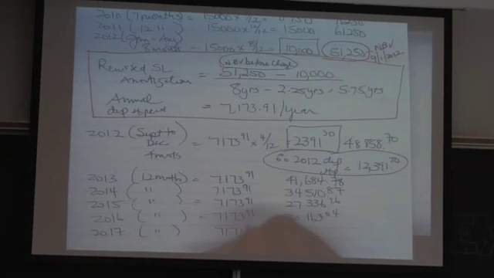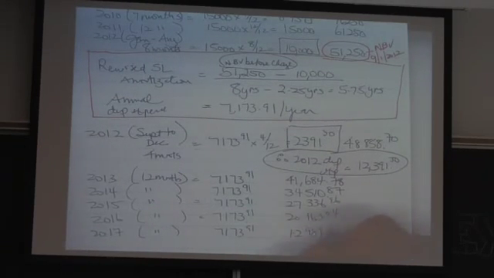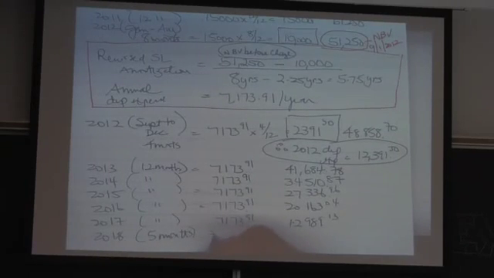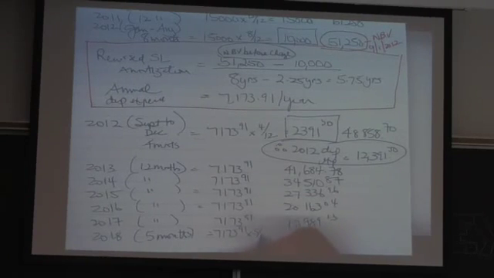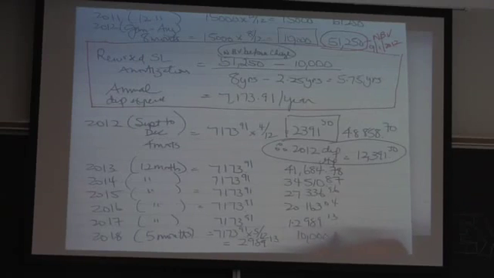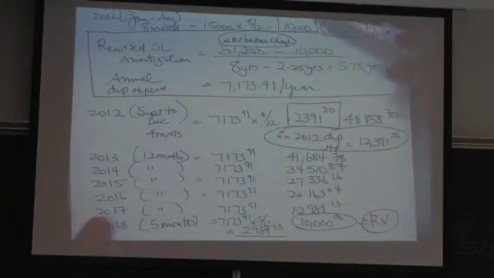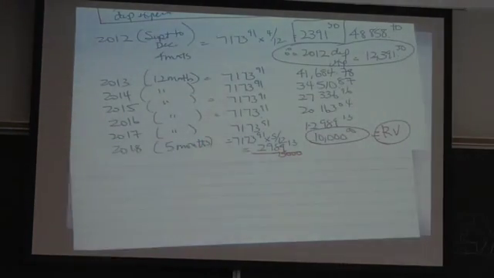2017. Now, 2018: remember, we bought the asset on September 1st, which means we have only 5 months to amortize this asset. So 7,173.91 times 5 over 12 gives us 2,989.13. The net book value is going to be 10,000. You notice that the net book value equals the residual value. And if I add all the amortization along the way, the total amortization should be 75,000.